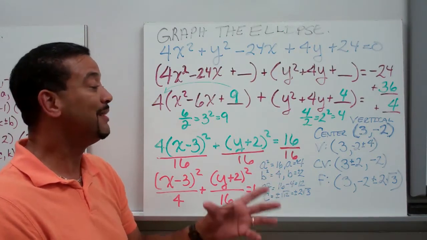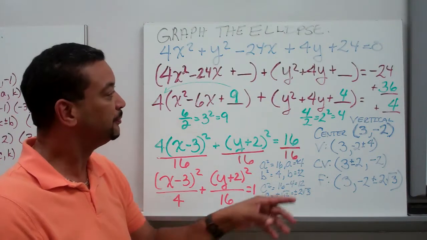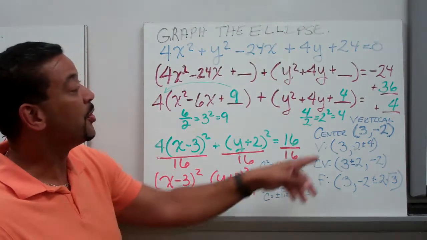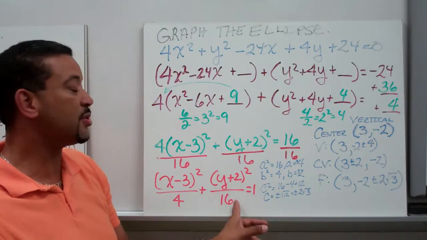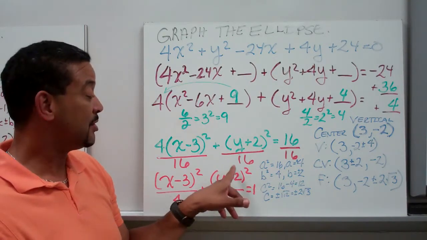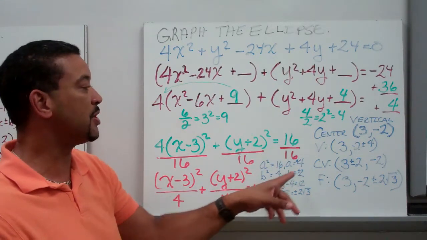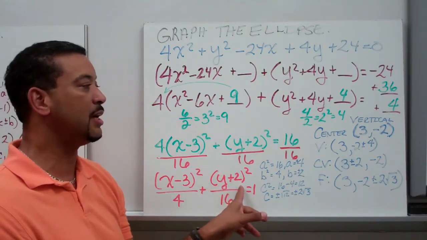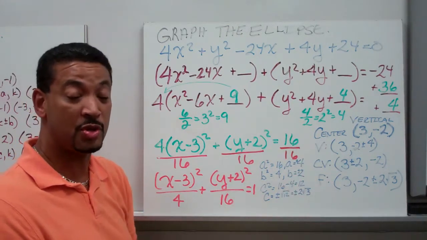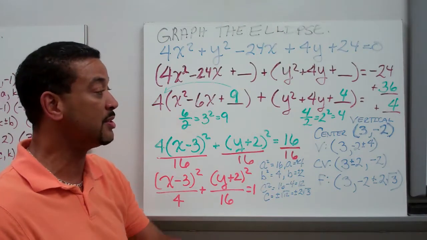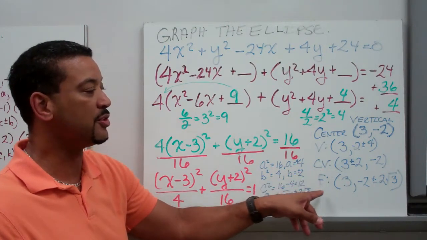Hopefully you're all still with me. If not, stop me, rewind. Alright, now we know this is vertical because our largest number is over here under the y. So it has to be a vertical ellipse. So we pull our center. We've got our center at 3, negative 2. And then we go through and use the standard forms and the equations to get our vertices, our co-vertices, and our foci.